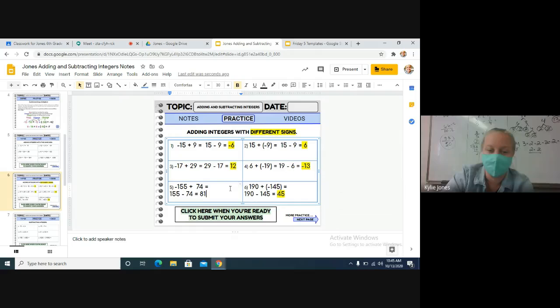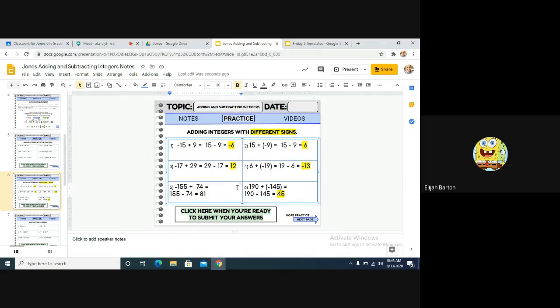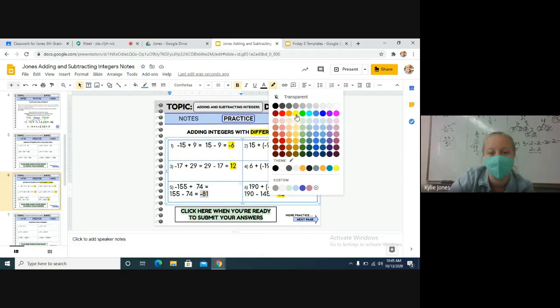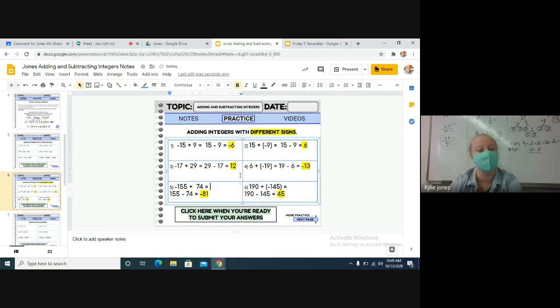Then we need to decide if this 81 is negative or positive. So we need to look at our 155, because that's the bigger number. Is 155 negative or positive? Negative. So that makes our answer negative. There we go. That is our thing for the day.